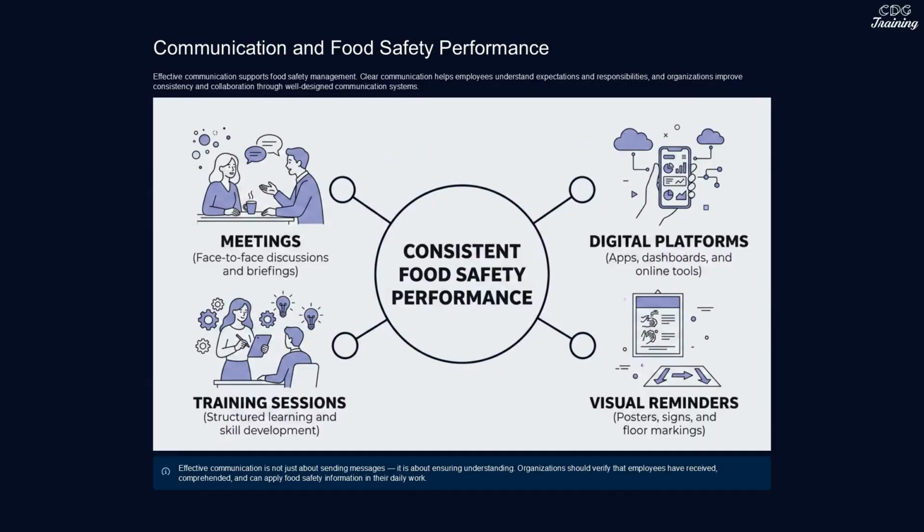Effective communication is crucial for consistent food safety performance. Meetings, digital platforms, training sessions, and visual reminders help ensure that everyone understands their responsibilities and the importance of food safety. By fostering open communication, organizations can address potential issues proactively and maintain high safety standards.